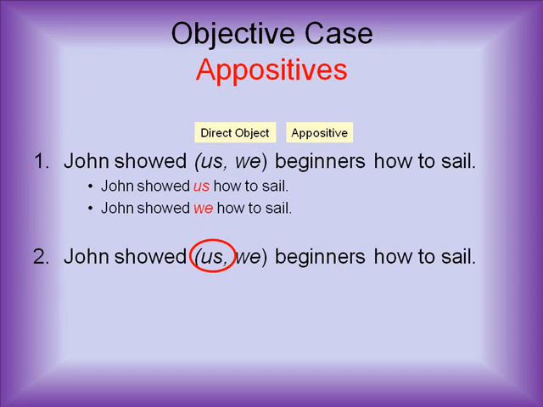Okay, let's look at some examples now with the appositives. John showed us, or we, beginners, how to sail. Now the us or we is the direct object of the sentence. Beginners is the appositive, but it kind of throws us off, so it's best to just take it out. Would we say John showed us how to sail, or John showed we how to sail? Well, obviously it's John showed us how to sail. So if we put back in the appositive, the correct sentence is John showed us beginners how to sail.